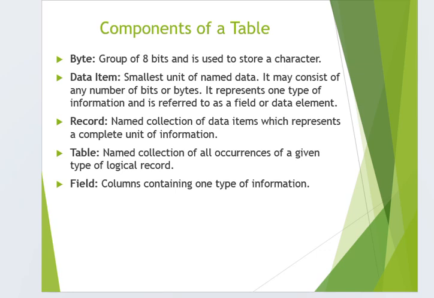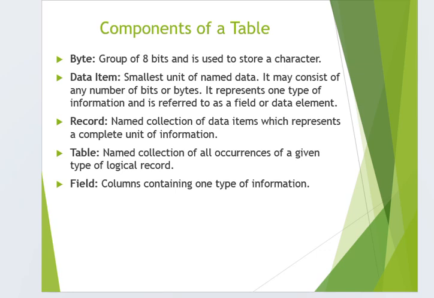Byte is nothing but a group of 8 bits and is used to store a character. Second is data item, the smallest unit of named data. It may consist of any number of bits or bytes. There is no limitation for it. It represents one type of information and is referred to as a field or data element.